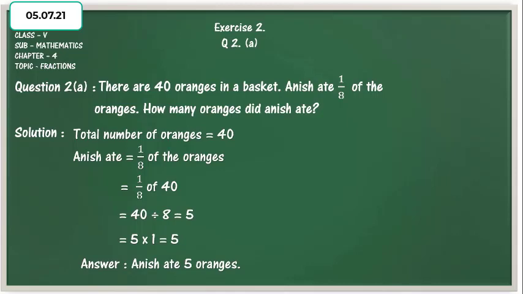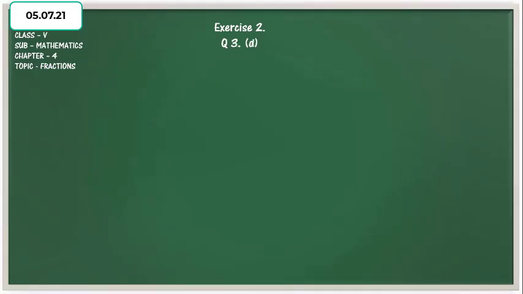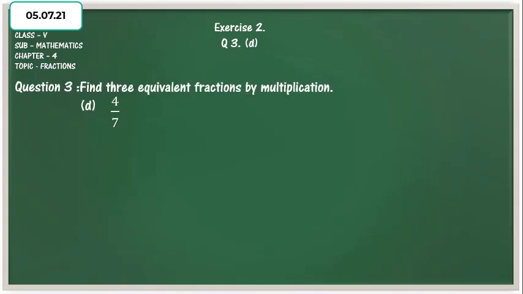Let's solve another question. Exercise number 2, question number 3, D. Find 3 equivalent fractions by multiplication. And the question is 4 by 7. As it is very clear that we have to solve this question by multiplication. So we'll write the fraction first, 4 by 7, and we'll multiply the numerator and denominator both by the same number, which is 2. Or you can take any other number also. So I'm doing it here by 2.